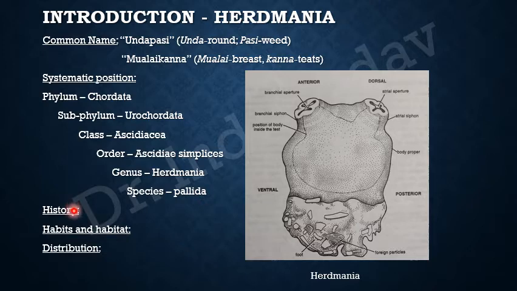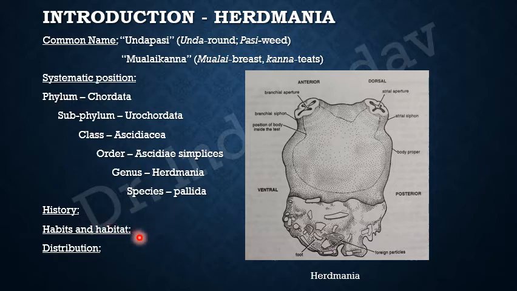Now next comes the history. Before 1888, Herdmania was known by the name Rhabdocynthia. It was only in 1881 that Lahille proposed the name Herdmania, after the other scientist Herdman, after whom the animal is named. In 1906, he gave a brief account of the anatomy of Rhabdocynthia. So this was about the history.